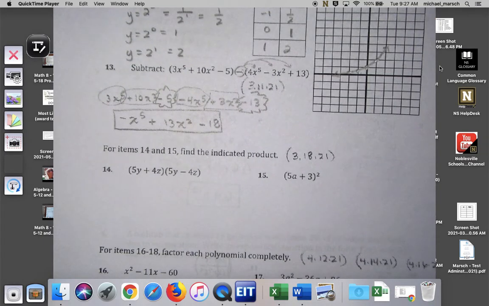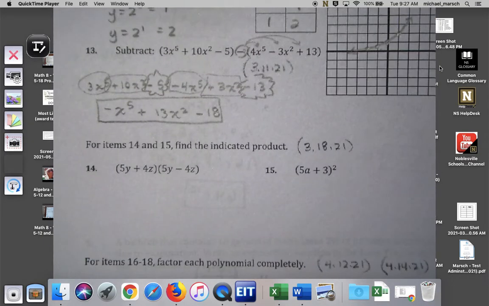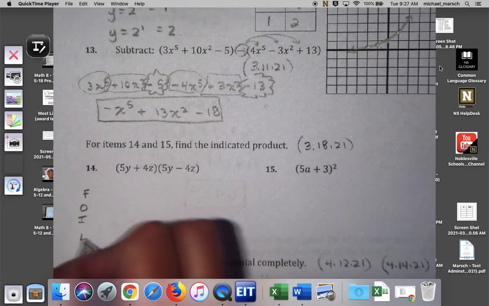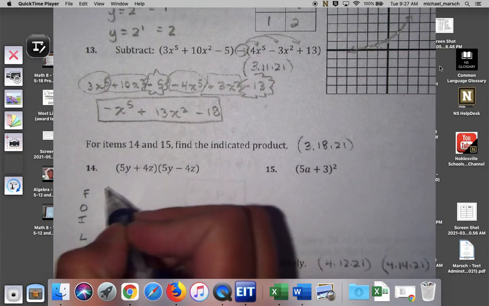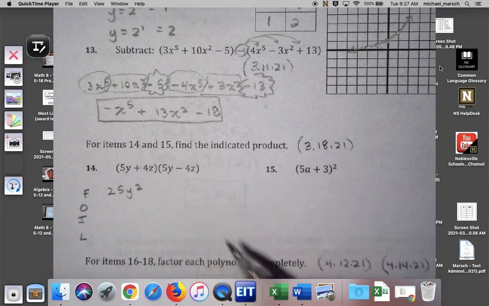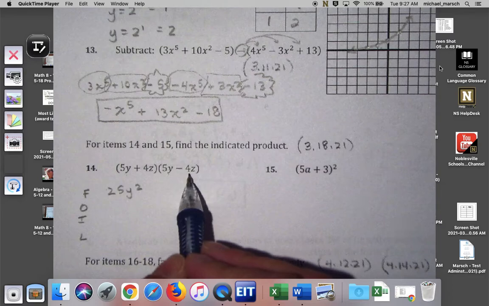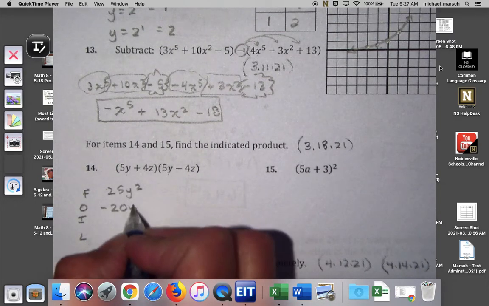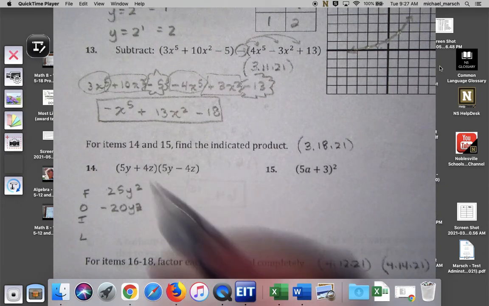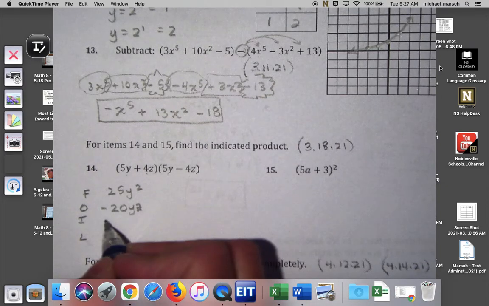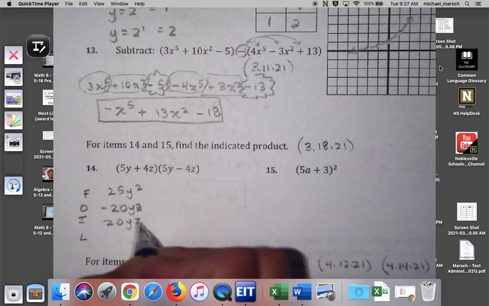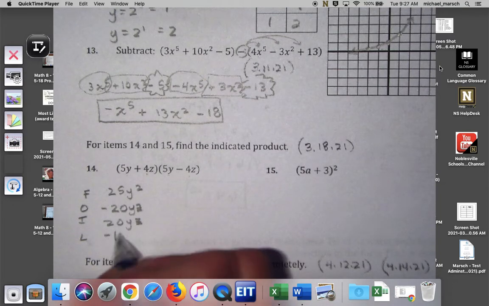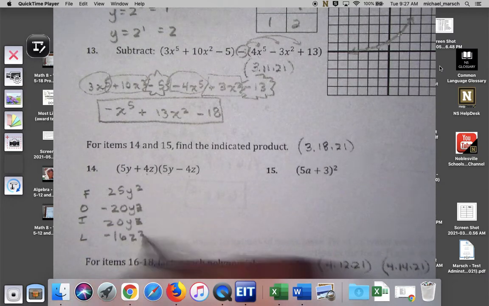All right, here we go. FOIL method. Everybody remember FOIL? So exciting. First, outer, inner, last. So 5y times 5y gives me 25y squared. 5y times negative 4z gives me negative 20yz. 4z times 5y gives me 20yz. And then 4z times negative 4z gives me negative 16z squared.